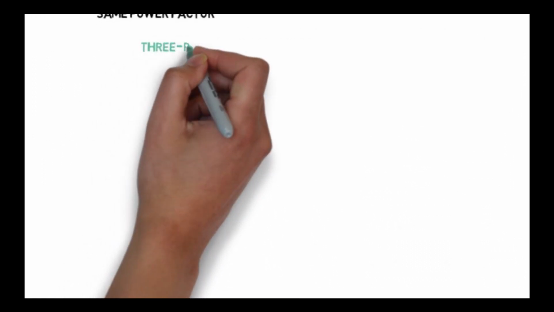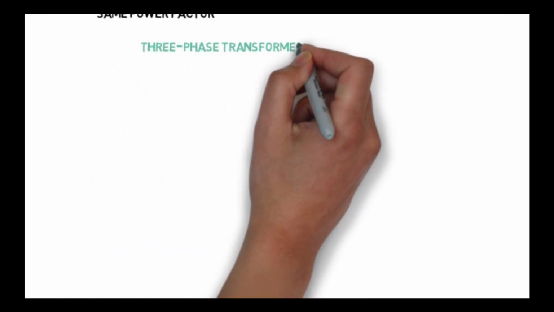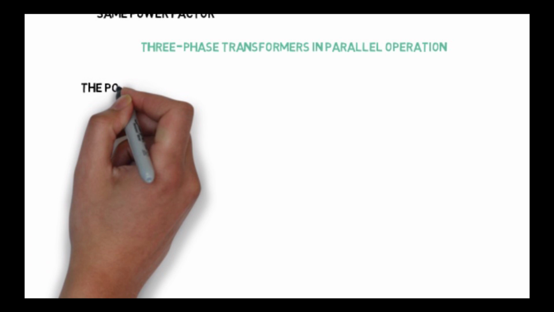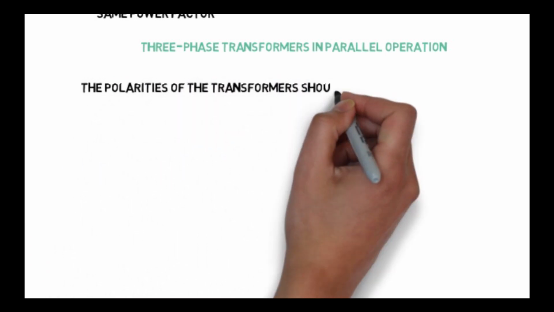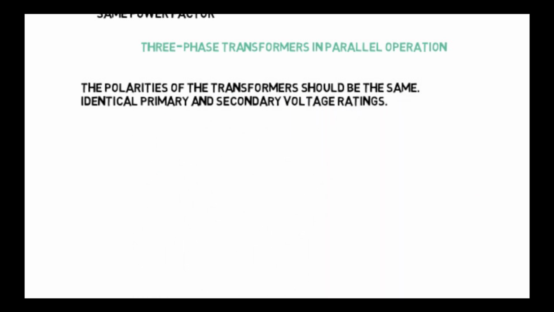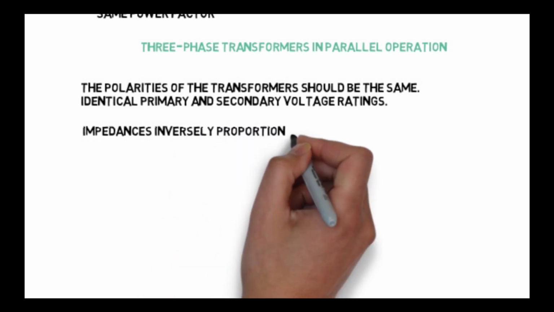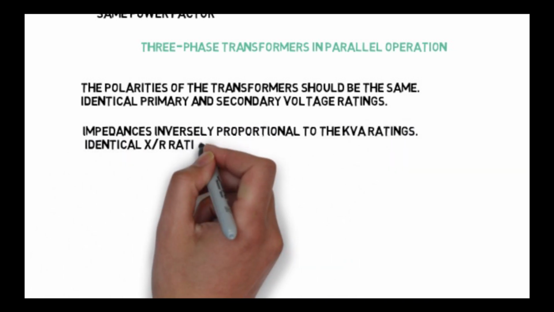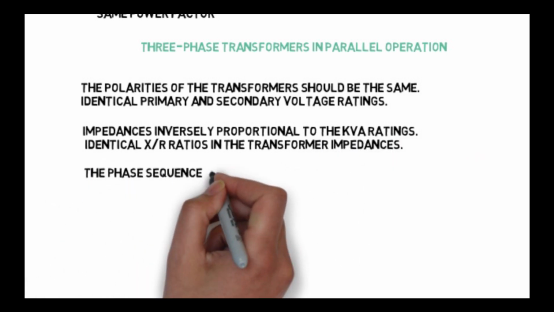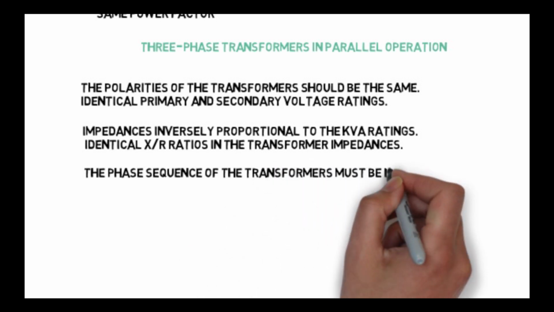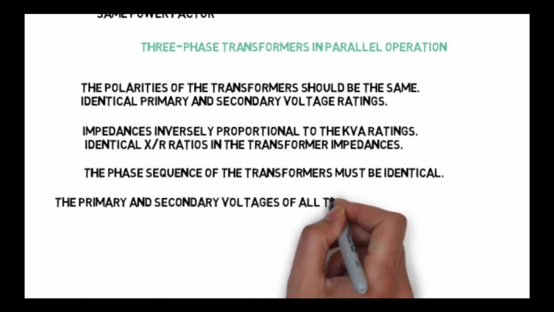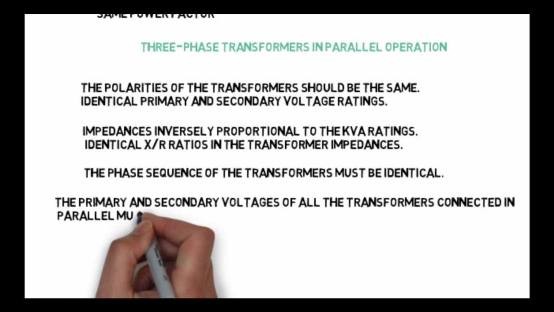Let us look upon three-phase transformer in parallel operation. The polarities of the transformers should be the same, with identical primary and secondary voltage rating. Impedance inversely proportional to the kVA ratings. Identical X by R ratios in the transformer impedance. The phase sequence of the transformers must be identical. The primary and the secondary voltage of all the transformers connected in parallel must have the same phase shift.